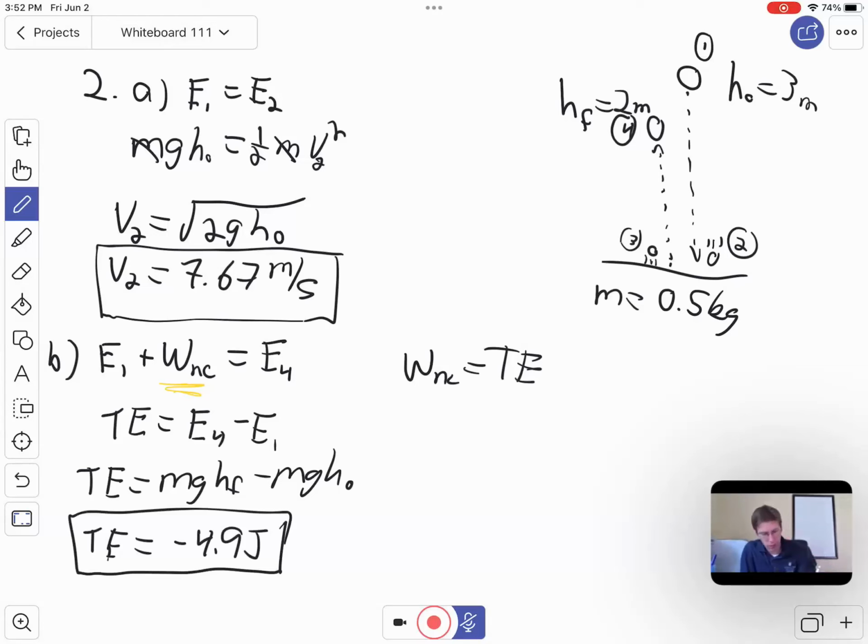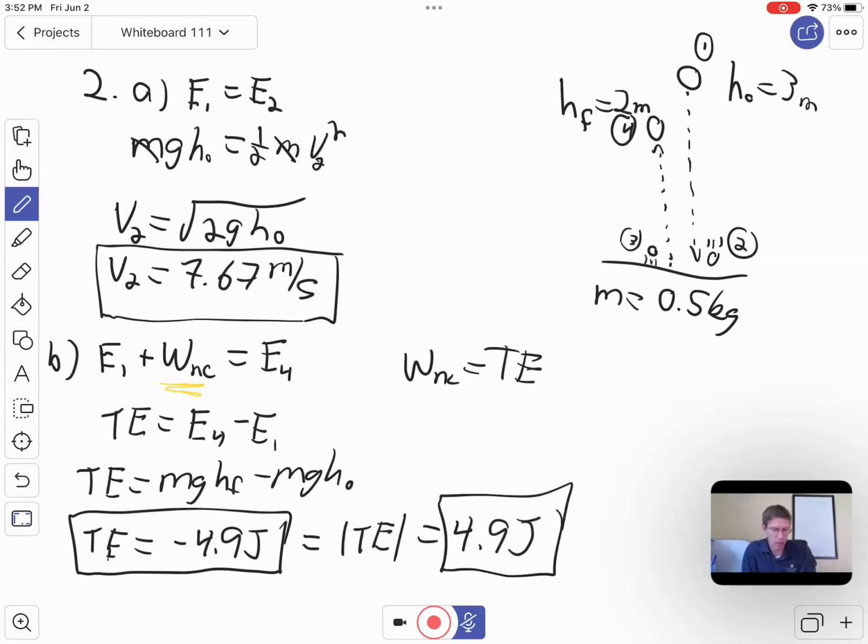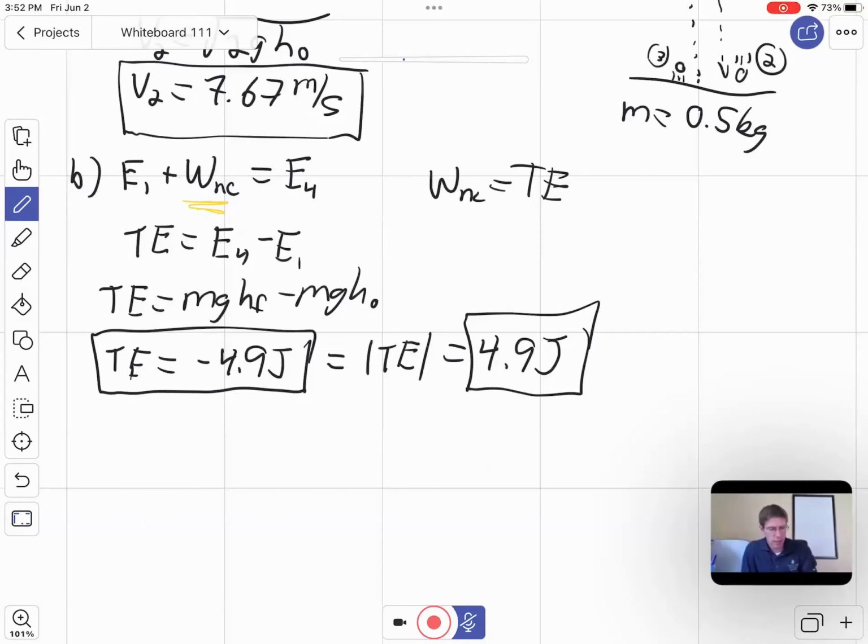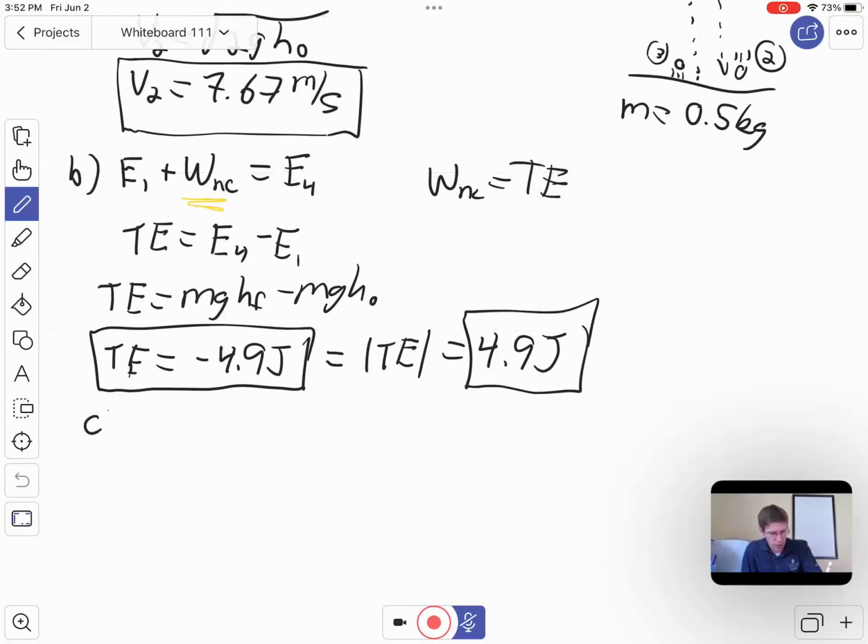And so really, if you wanted to answer the question when it says how much energy is converted into heat, that would just be the magnitude of your thermal energy. So it might just be asking for the positive 4.9 joules. I'll accept either positive or negative value there because the wording of the question might not be as crystal clear as it could be.